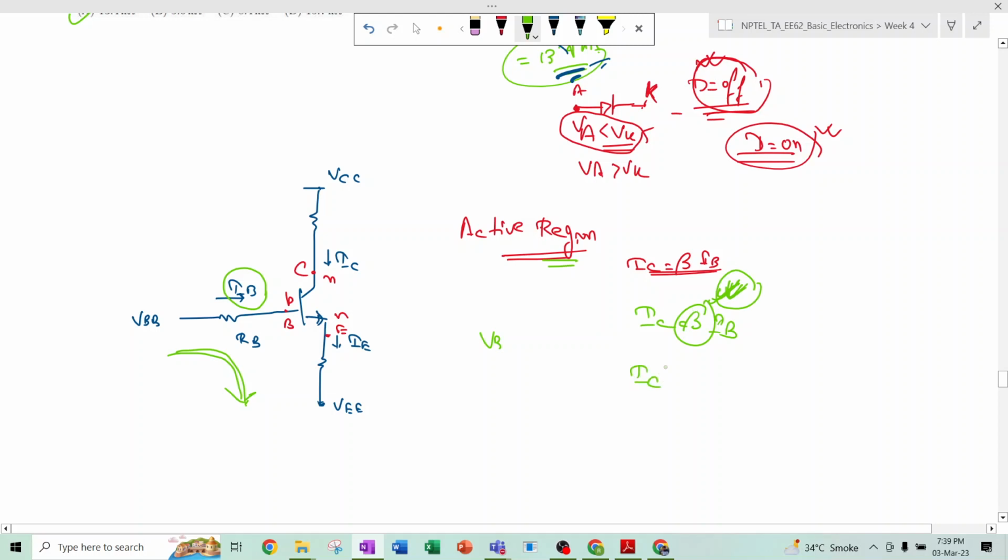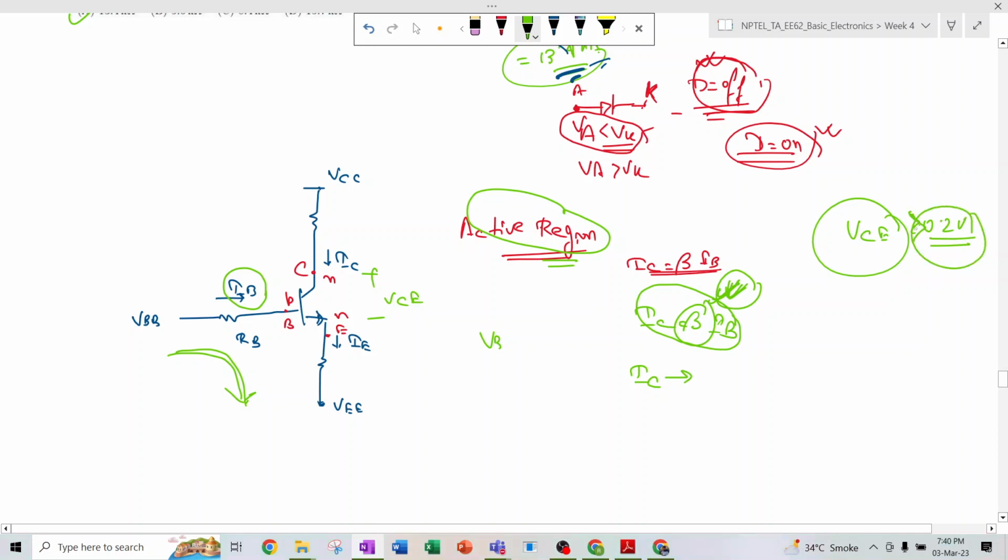Now you have done this assuming that the BJT is in the active region, and once you find IC, you try to find the value of VC. If the value of VC comes out greater than 0.2 volt, which we generally consider as the limit between the saturation and the active region, then your assumption is satisfied, and the transistor is working in the active region as VC is greater than 0.2 volt.